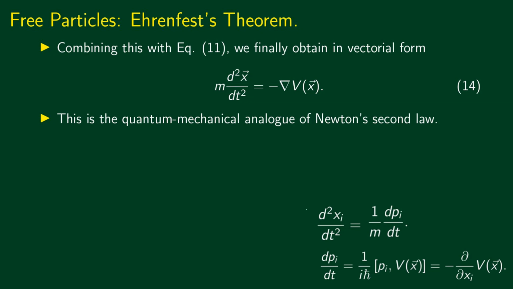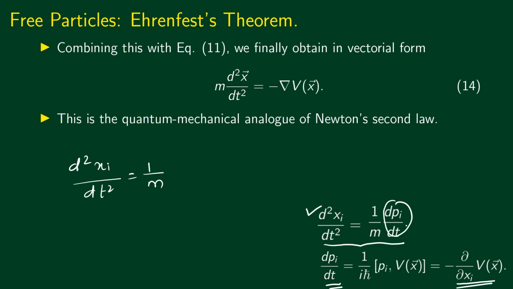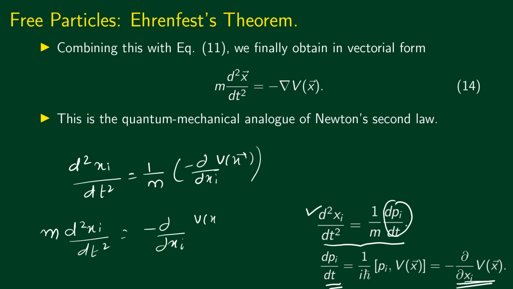Let's now combine the results. From the previous slide, we had d square x_i by dt square equal to 1 by m dp_i by dt. And earlier we had found that dp_i by dt is equal to minus the partial derivative of V of x vector with respect to x_i. So combining this, d square x_i by dt square is equal to 1 divided by m, and instead of dp_i by dt, you can write minus the partial derivative with respect to x_i of V of x vector. We can multiply by m on both sides and we get m d square x_i by dt square equal to minus the partial derivative with respect to x_i of V of x vector.